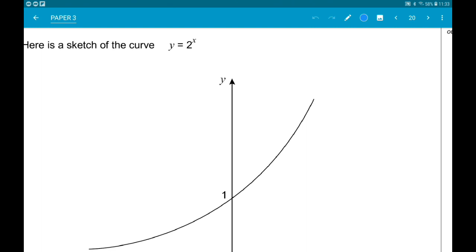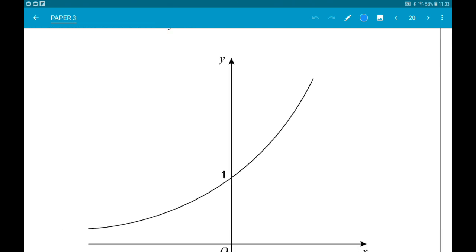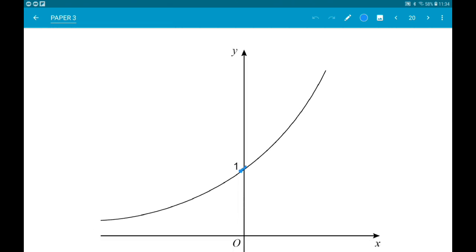Now, to the right of the y-axis, when x is positive, 3 to a positive number is bigger than 2 to the same positive number. For example, 3 squared is 9, 2 squared is 4. So, 3 to the power x gets bigger quicker. So it's steeper like that.